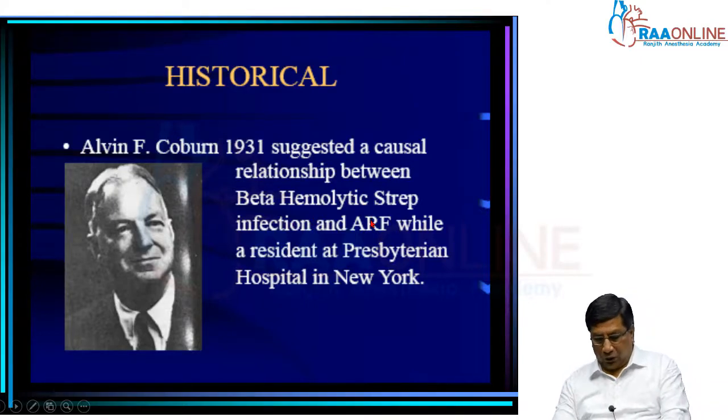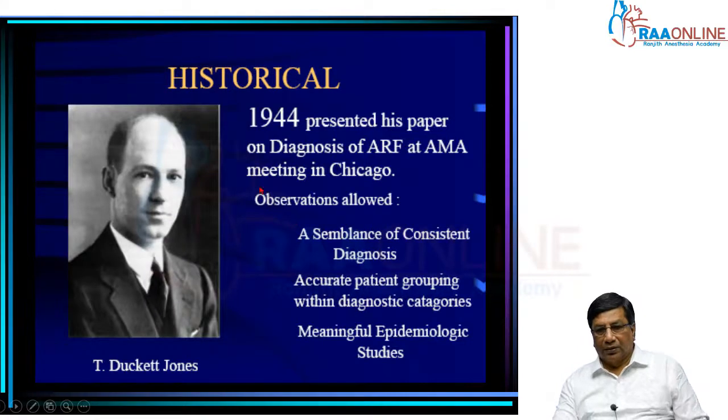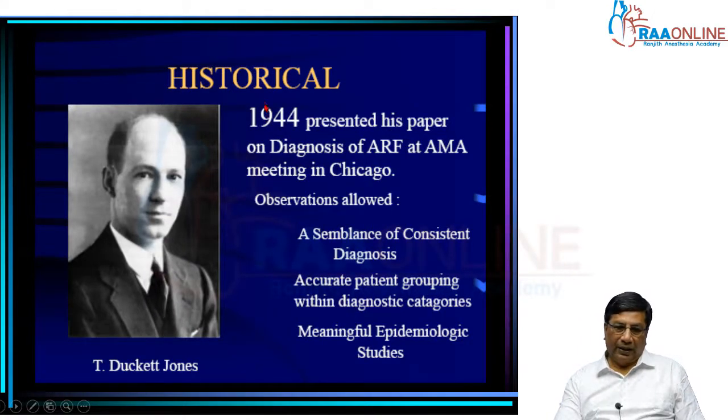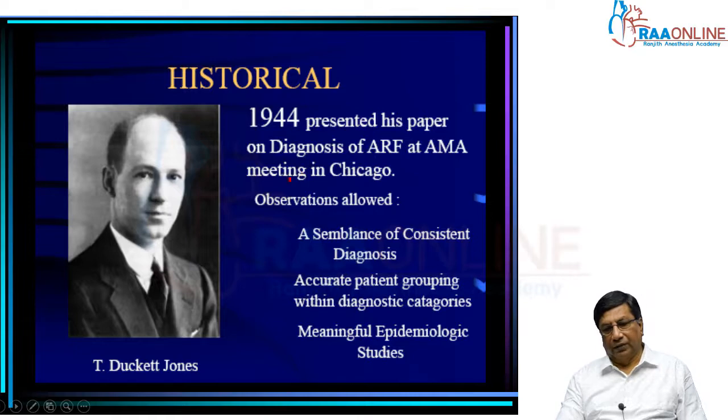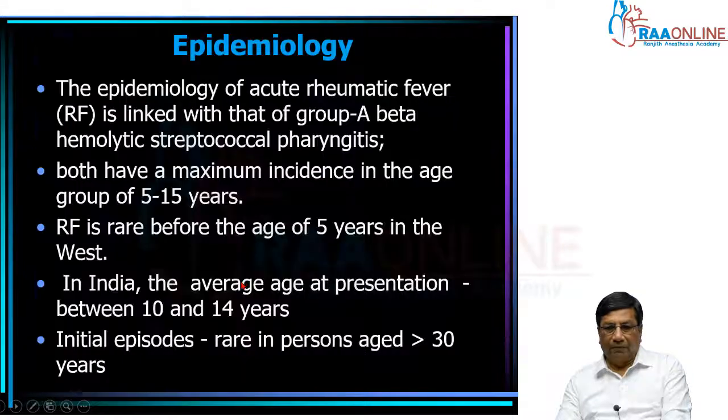So 1944 is a very important year where Dr. Jones developed the diagnostic criteria for diagnosing rheumatic fever. This is called the Jones criteria to diagnose acute rheumatic fever, and of course he presented the basic criteria to diagnose acute rheumatic fever. Subsequently it was modified with the new information.